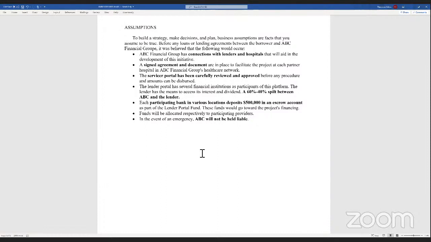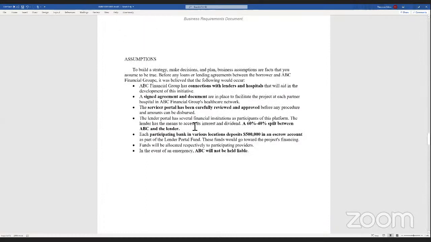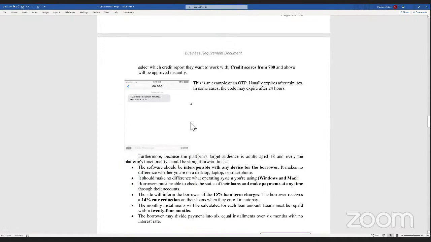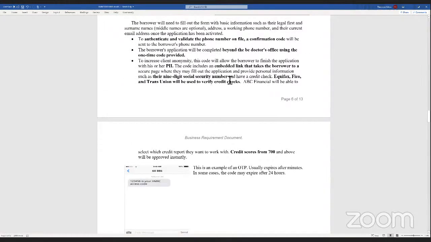You didn't make mention of the e-signing vendor? No. Okay. What about the Equifax or the credit score checking? You did mention that. Yes, I did. I said Equifax, FICO, and TransUnion would be used to verify the credit. Okay. Yes. That's cool.